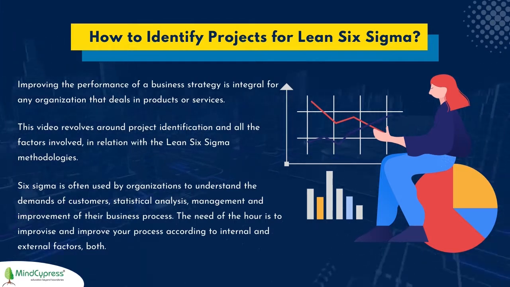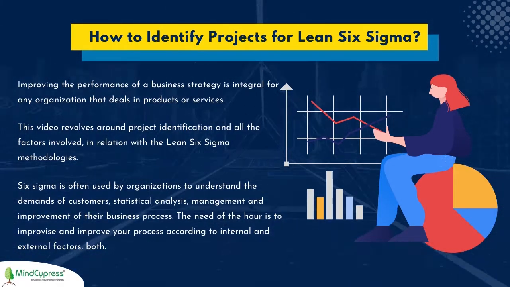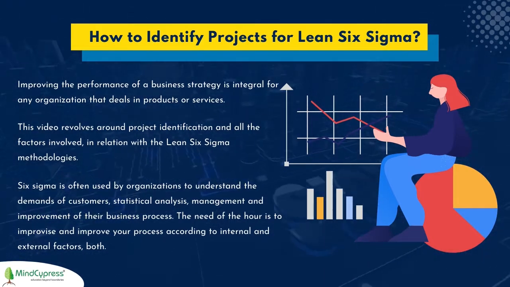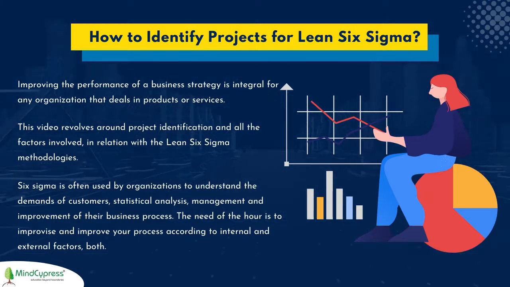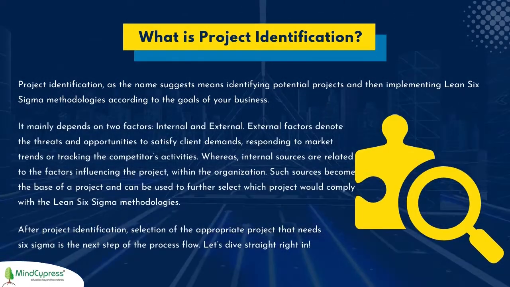Six Sigma is often used by organizations to understand the demands of customers, statistical analysis, management, and improvement of their business process. The need of the hour is to improvise and improve your process according to internal and external factors, both. What is project identification?